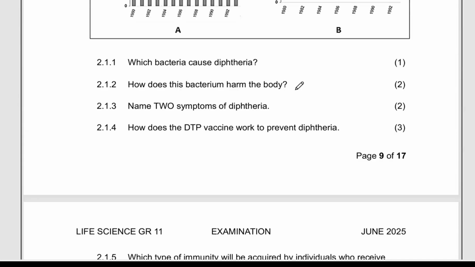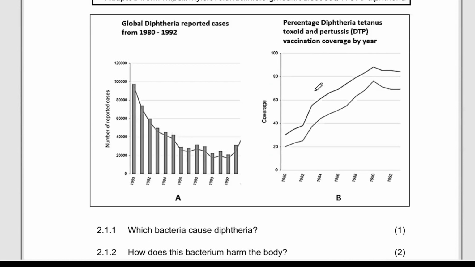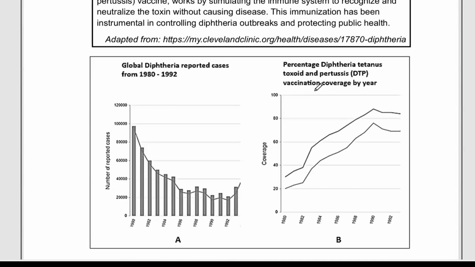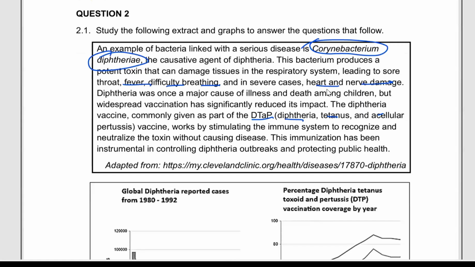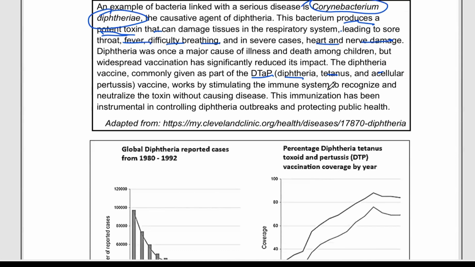How does this bacterium harm the body? How does it harm the body? We have seen that it produces potent toxins that can damage the tissue and the respiratory system. So we have seen it here. Yes, we said it here. It produces these potent toxins that can damage the tissue and the respiratory system of the body.